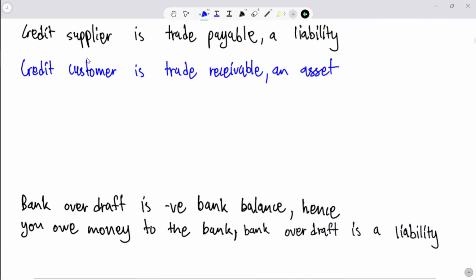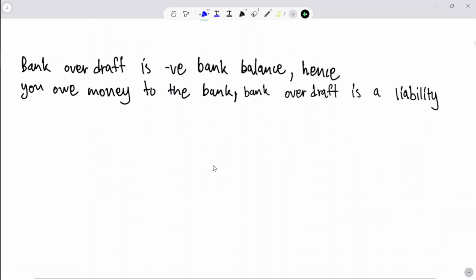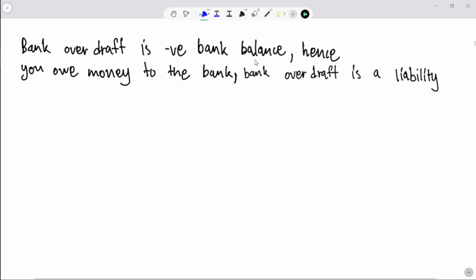Now let's see this one. Credit supplier is actually trade payable, hence it is a liability. Another way, credit customer is the trade receivable, so it's an asset. Bank overdraft is a negative bank balance, hence you owe money to the bank, hence it's a liability.